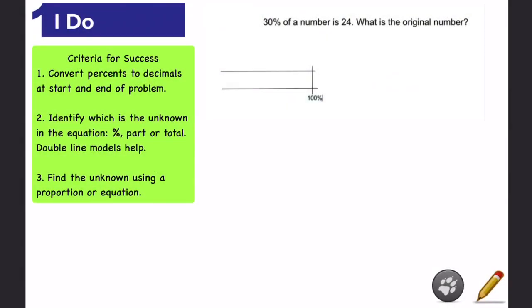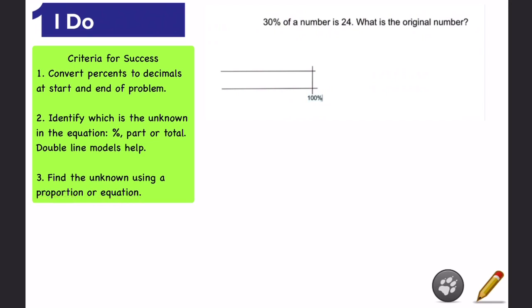Okay, we're going to jump into our first model, and we're going to keep everything in our criteria for success in mind. How we're converting decimals. We're going to try and figure out what's the part we don't know. That means we're going to get 2 out of 3 of these. We need 2 to figure out what the unknown is. And then we're going to find the unknown using 2 ways, either a proportion or an equation.